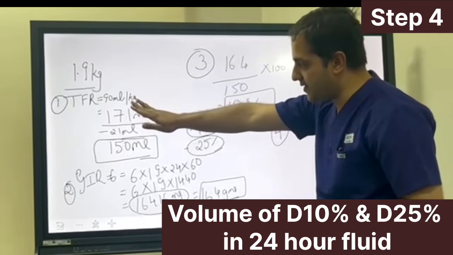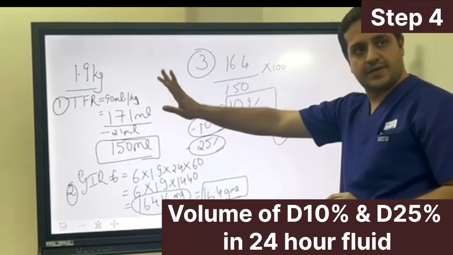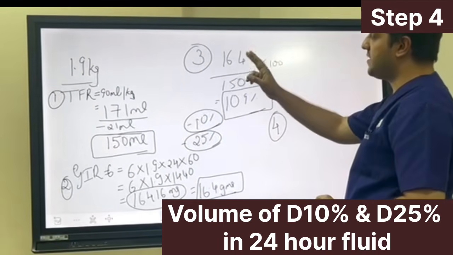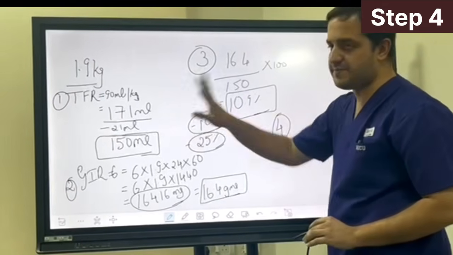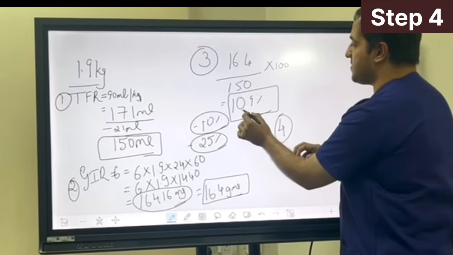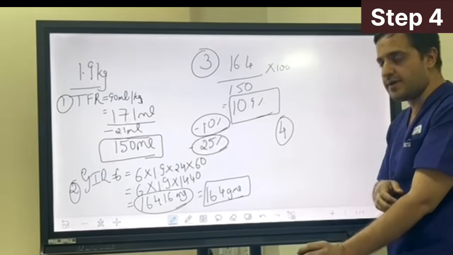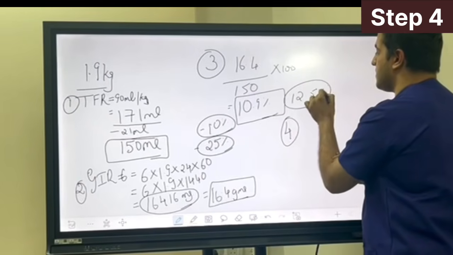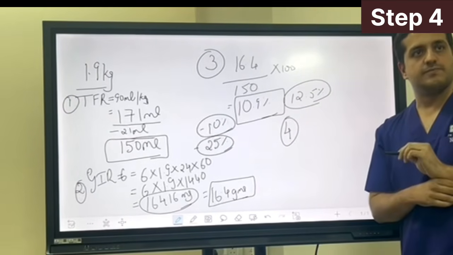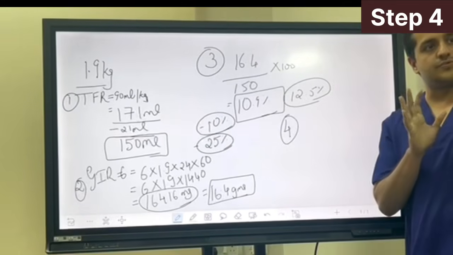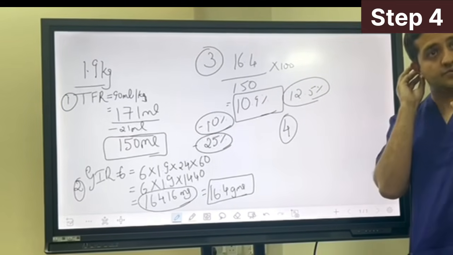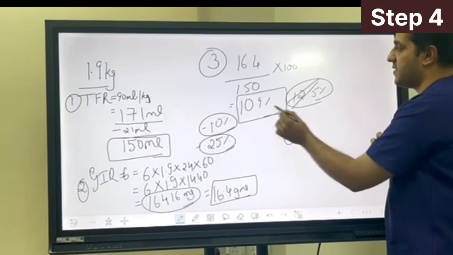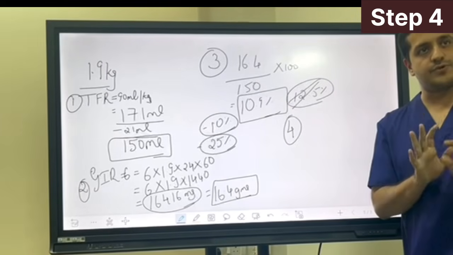So step 1 is you calculate the TFR, that is, how much fluid you have to give the baby in the next 24 hours. Step 2 is you calculate the grams, how many grams you want to give. Step 3 is you divide the value in step 2 by step 1. So that will give you the percentage of dextrose you should be giving in your fluid. Now if this value was more than 12.5, then you cannot use a peripheral line. As written in the flowchart, more than 12.5% dextrose should not be given through a peripheral line. So if this value was more than 12.5, I cannot give it through a peripheral line. But since it is 10.9, you can give this fluid through a peripheral line.